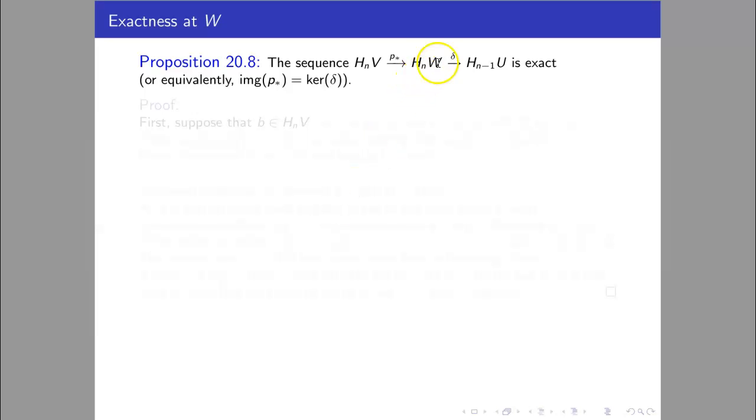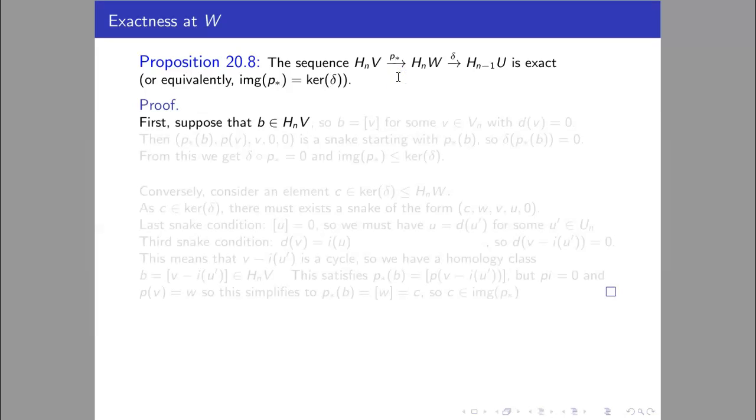Okay, so we want to prove that the image of this p lower star is equal to the kernel of delta. So first, one way around. We want to prove that this composite delta composed with p lower star is equal to 0. That's half of what we need. So we've got some B over here. B is an element in H_n V, so it can be expressed as square bracket v for some cycle v of V. So v is in V_n with dv being 0. Okay. So we want to prove that delta of p star B is 0.